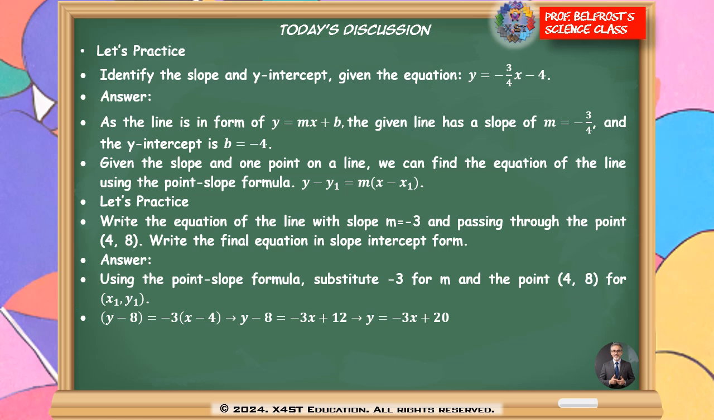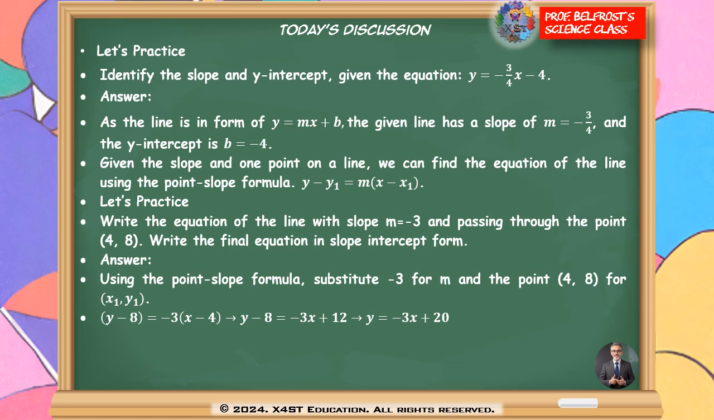Okay, now, given the slope and one point on the line, we can find the equation of the line using the point-slope formula, which is actually just a rearrangement of the previous equation: y minus y1 equals m times x minus x1.